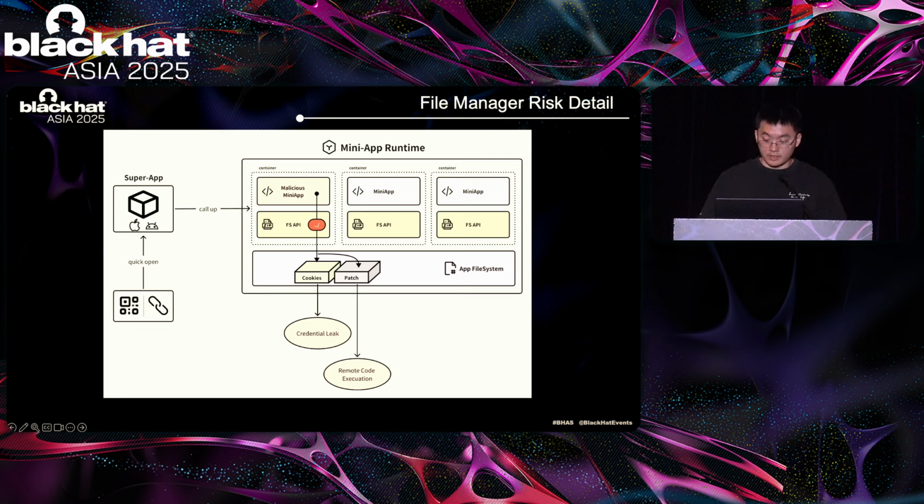Here is the detailed attack flow. The attacker creates a bad mini app and generates a quick launch QR code or a bad short link. When a user scans this QR code, the bad mini app is launched within the super app, similar to a one-click attack. Then, this bad mini app invokes the special graphic API to launch a path traversal attack. This means attackers can escape to the host's file space, potentially leading to credential leaks and even code execution.